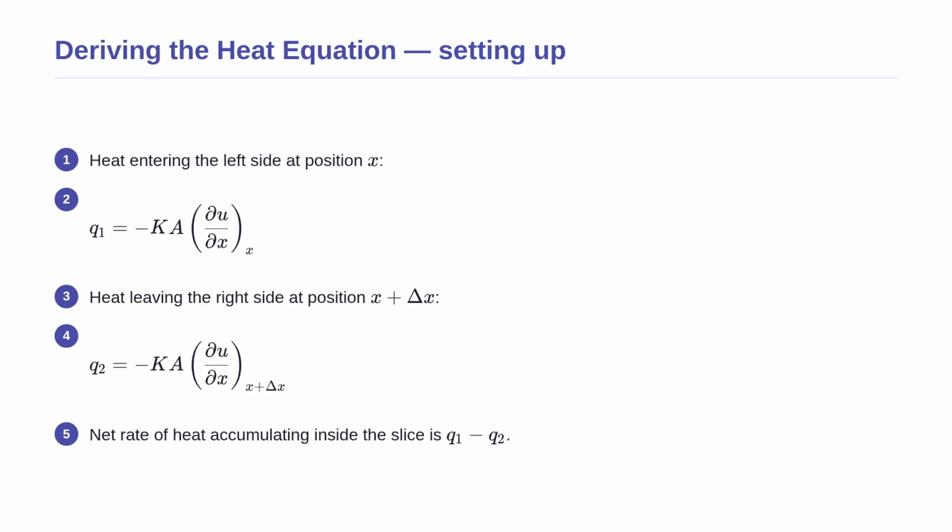Now that we have successfully used the heat equation, let us understand exactly where it comes from. We will derive it by examining a tiny microscopic slice of our metal rod located between position x and position x plus delta x. First, we use Fourier's law to find the rate of heat energy entering the left side of our slice, which we call Q1. Then, we write the exact same expression for the heat leaving the right side, Q2. The net rate of heat accumulating inside the slice is simply the difference between the heat entering and the heat leaving.